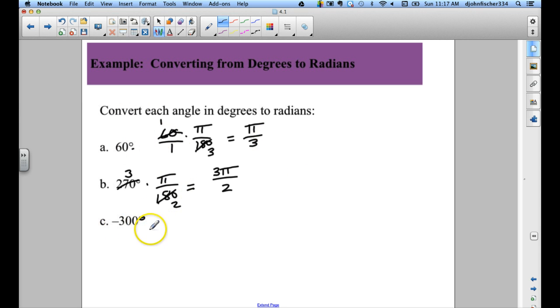Negative 300 degrees, same thing. We're going to multiply by pi over 180. Now, I don't know which number goes in there easiest. Let's try 30. 30 would be 10 and 6. We can keep going down. 2 goes into both of those, 5 and 3. So this would be negative 5 pi over 3, and that's in radians.